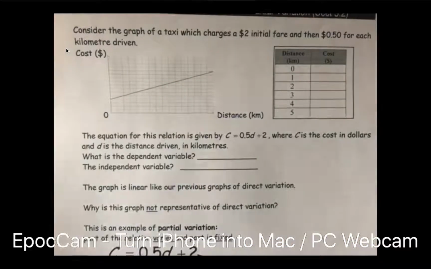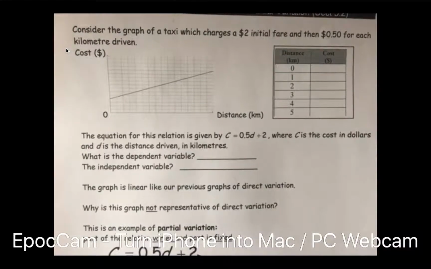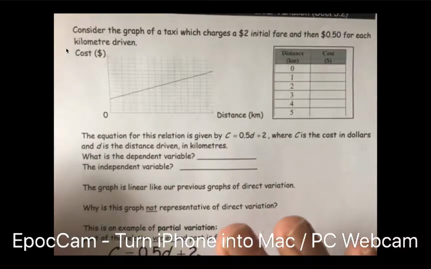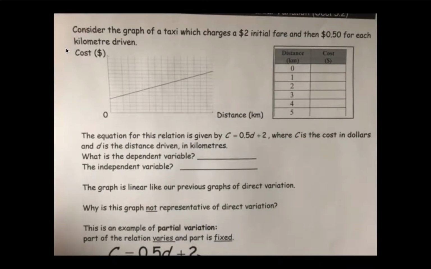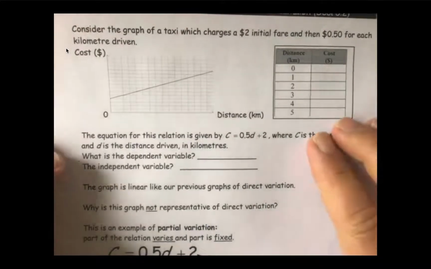Okay, I had to pause there for a second. I'm back. So as mentioned, this is the graph of a taxi which charges a $2 initial fare and then 50 cents for each kilometer that is driven. And over here we have a table of values.